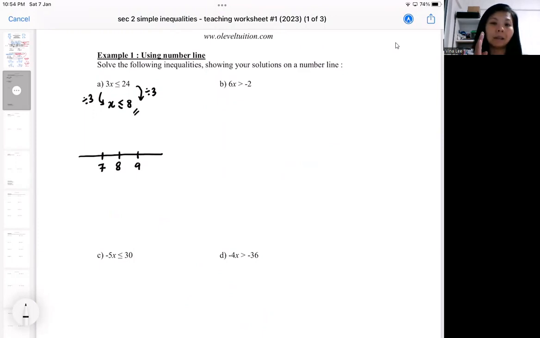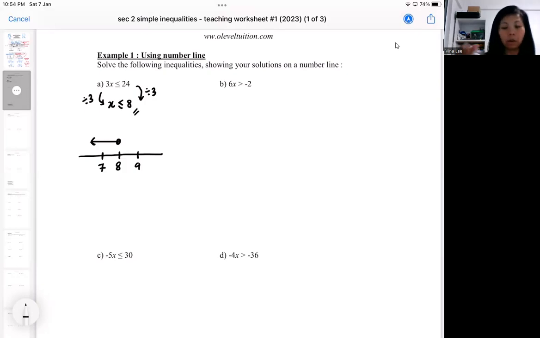So you will like the numbers that are lesser than 8, so it's on the left side. Any number on the left side will be smaller or equal to 8. And because there's an equal sign, it should be a black circle. So please use a ruler for the number line. Okay, don't be very messy, please.